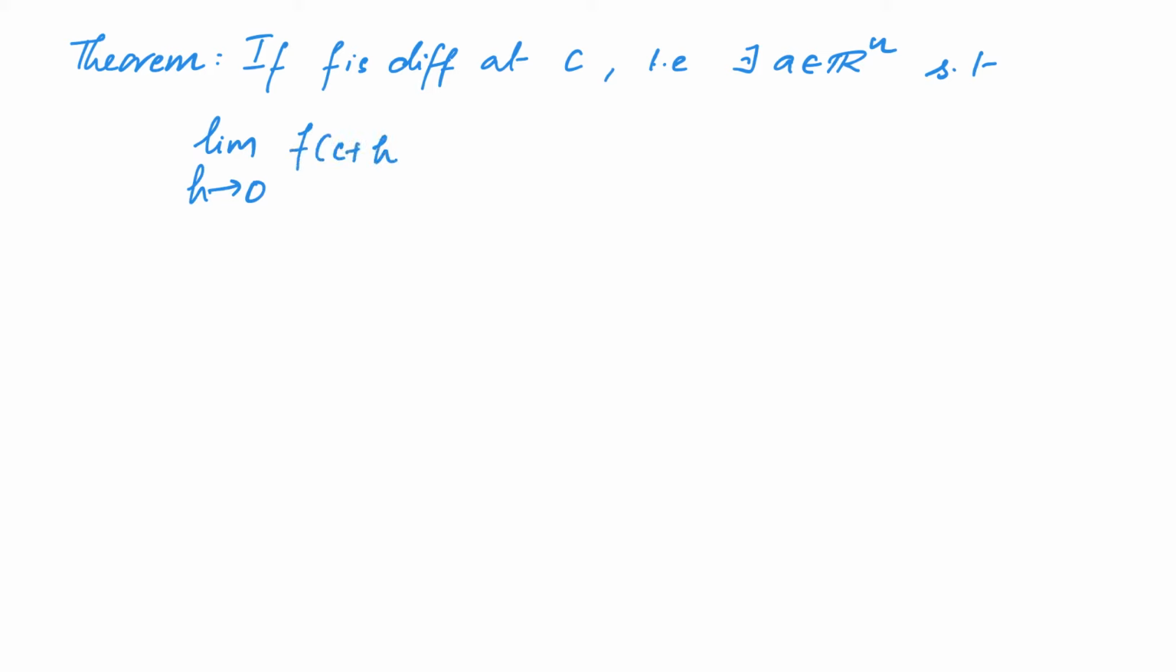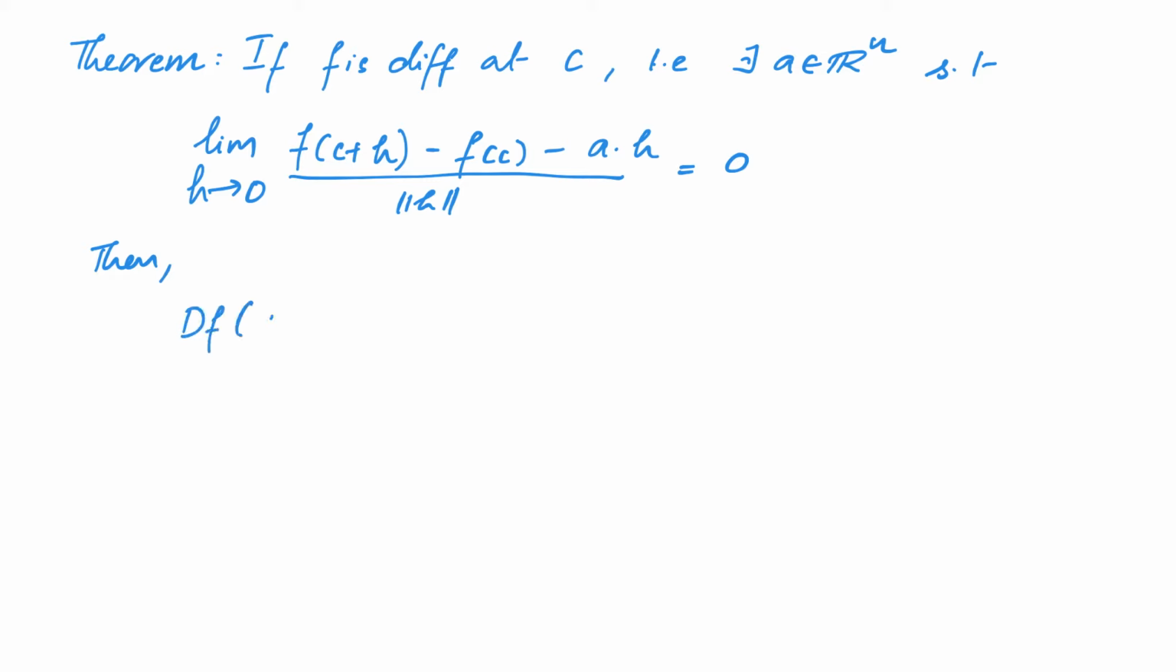Rn such that the limit as h tends to 0 of (f(c+h) - f(c) - a·h)/‖h‖ is equal to 0, then the directional derivative of f at the point C along the direction v plus w is equal to the directional derivative of f at the point C along the direction v plus the directional derivative of f at the point C along the direction w.